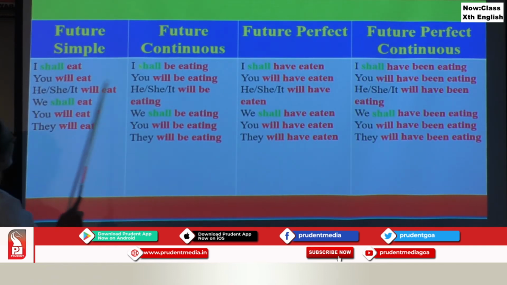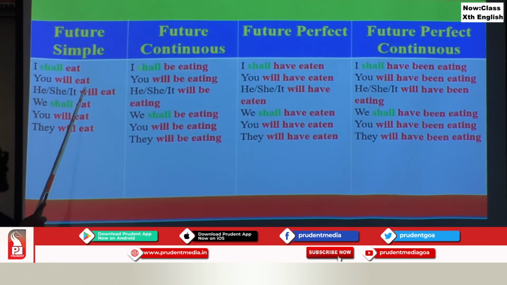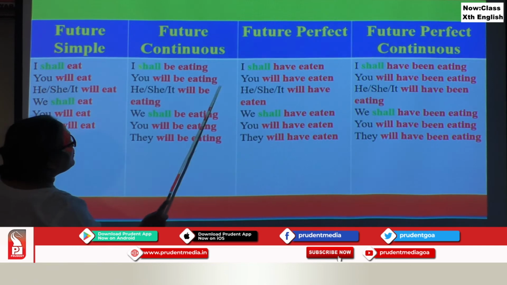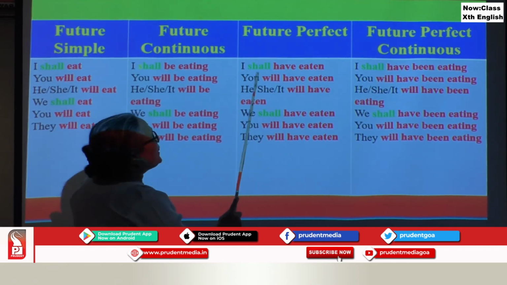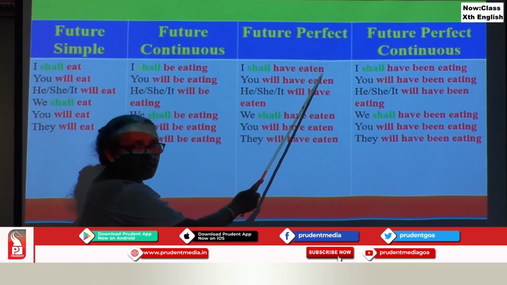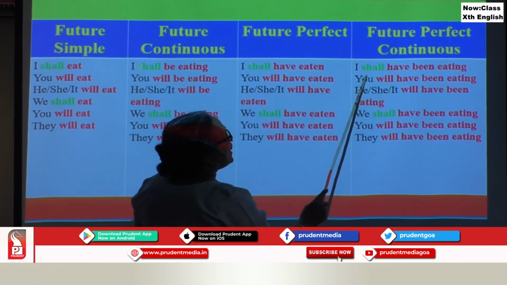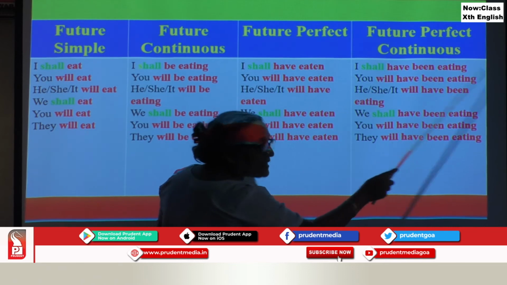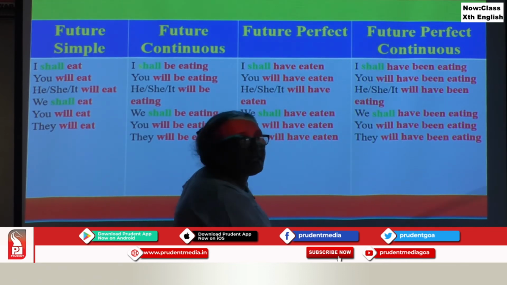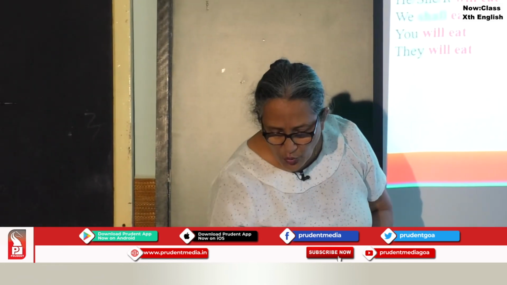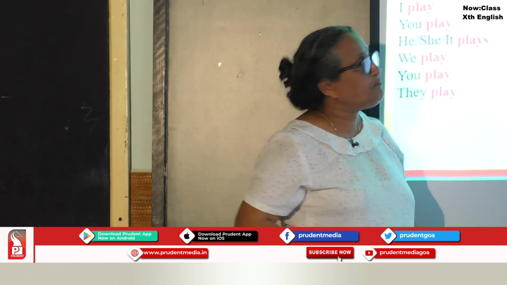Let us take start. I shall start, you will start. I shall be starting, you will be starting. Future perfect, I shall have started, you will have started. Future perfect continuous, I shall have been starting, you will have been starting. Only change the verb.